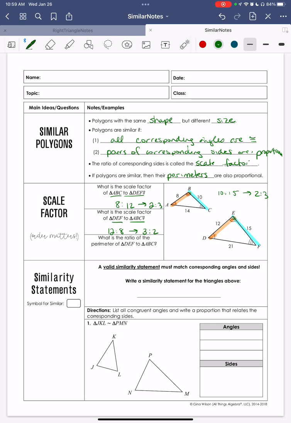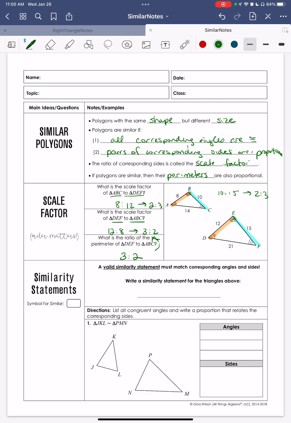And now it wants to know what's the ratio of the perimeter of triangle DEF to ABC. Well, that will be the exact same as the ratio as the scale factor up here. So it must also be 3 to 2, which kind of makes sense because you're adding up sides to get perimeters.